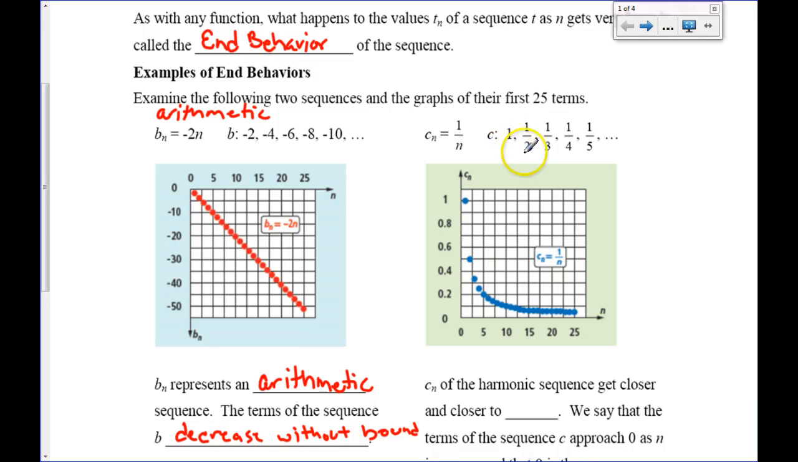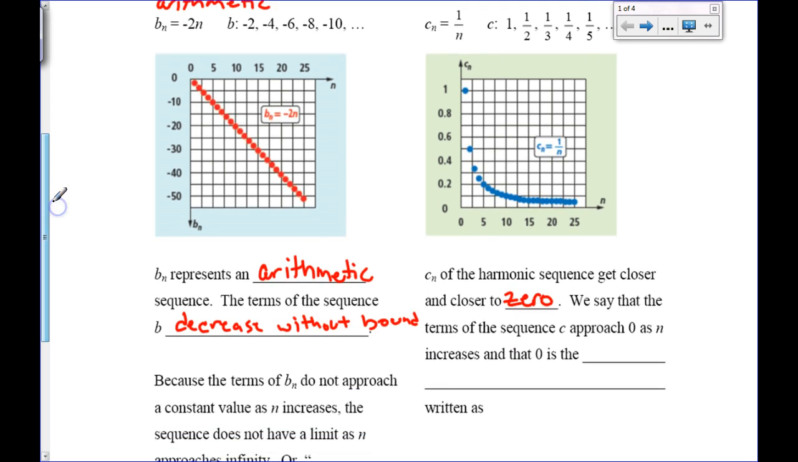C, this sequence right here, notice it's getting smaller and smaller, and in this case it's called a harmonic sequence. It's getting closer and closer to what value? 0. Okay? We say that the terms of the sequence C approach 0 as n increases, and that 0 is the limit of C sub n as n approaches infinity.